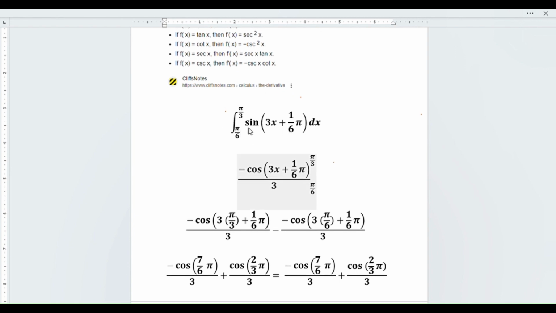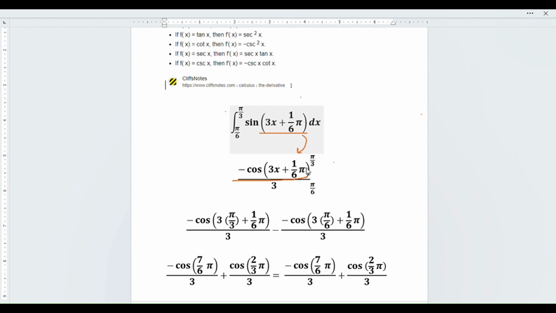And as I integrate sine, I'm gonna get negative cos. So I'll just copy this exact thing in the bracket. I'll just write negative cos 3x plus 1 over 6 pi. Then I'll divide by the differential of whatever is in the bracket. Since 1 over 6 pi is constant, the differential of this is going to be 0. But if I differentiate 3x, I'm just going to get 3. So this entire expression is then divided by 3.